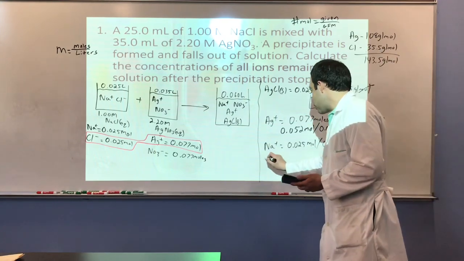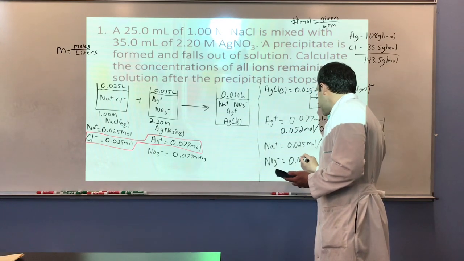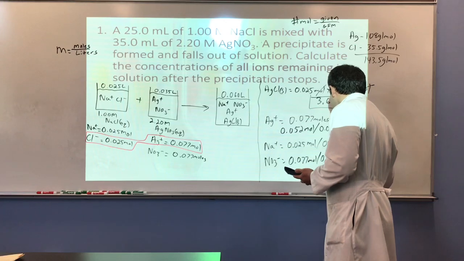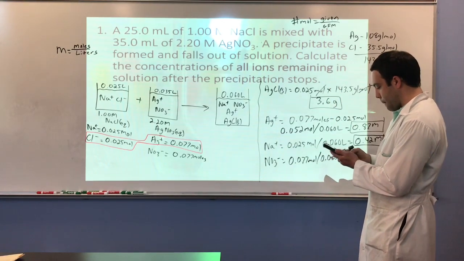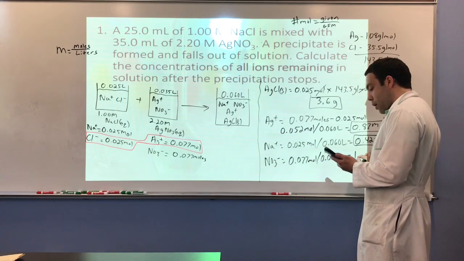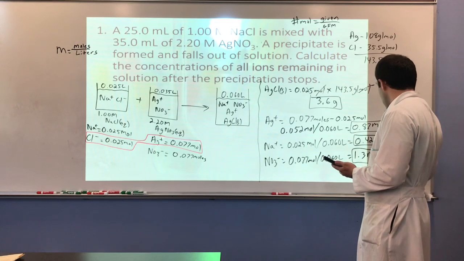Finally, we take nitrate, NO3-. We had 0.077 moles divided by 0.060 liters. And we get 1.3 molar solution.